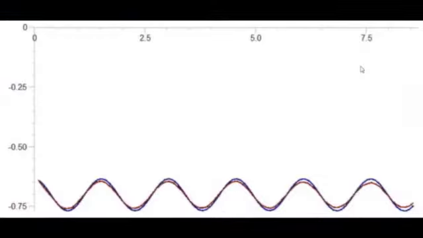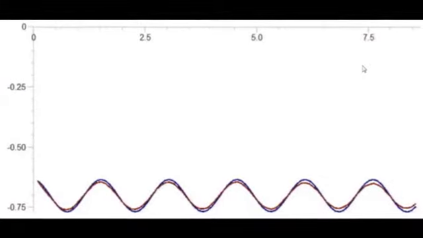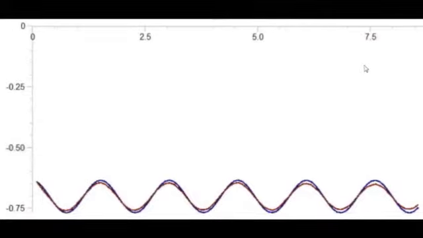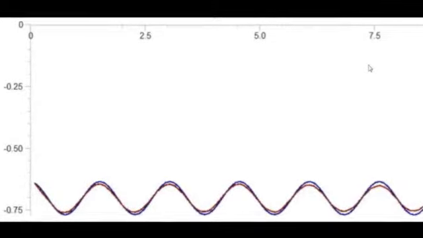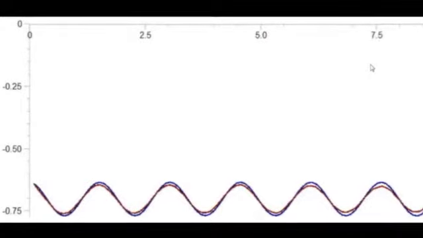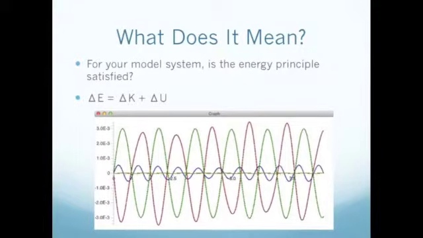When compared to the experimental data, the computational model comes very close. However, the discrepancies between the two can be accounted for by the drag force slowing down the object as it moves through the air. What does it mean?